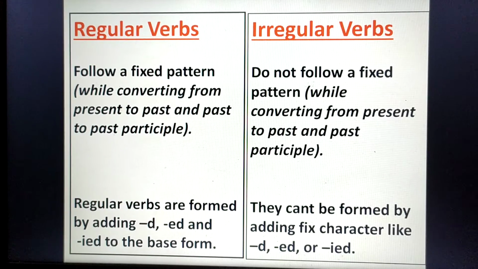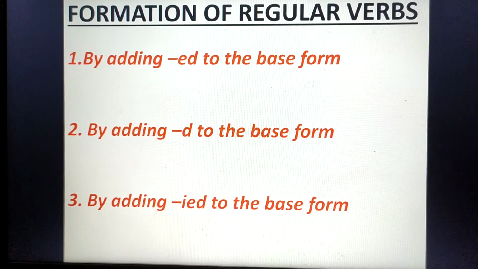We can form regular verbs by adding d, ed and ied to the base form. Now we will learn how we can form regular verbs. First we will go with regular verbs, right? How we can do their formation. Formation means how we can make them, right? So there are three ways for formation of regular verbs.